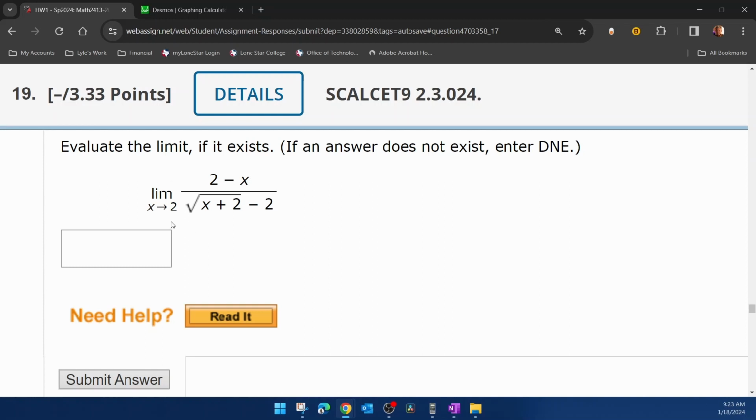However, if I replace the x in the denominator with 2, we're going to have 2 plus 2 under the radical, which would give us square root of 4, which is 2. Minus 2 is 0. So we're going to get an undefined situation. And so we're going to have to try to use our algebra skills to simplify and alleviate this undefined situation. Or we could make a table of values.